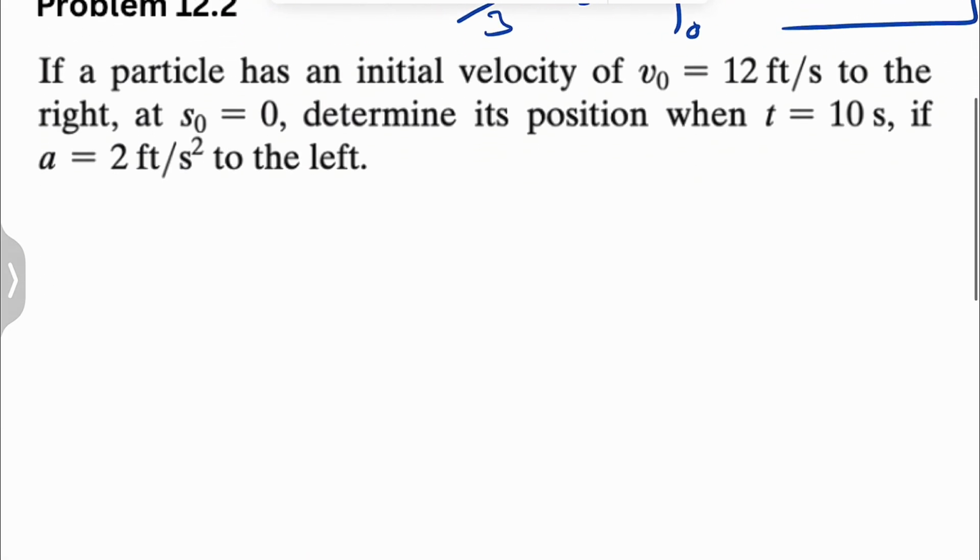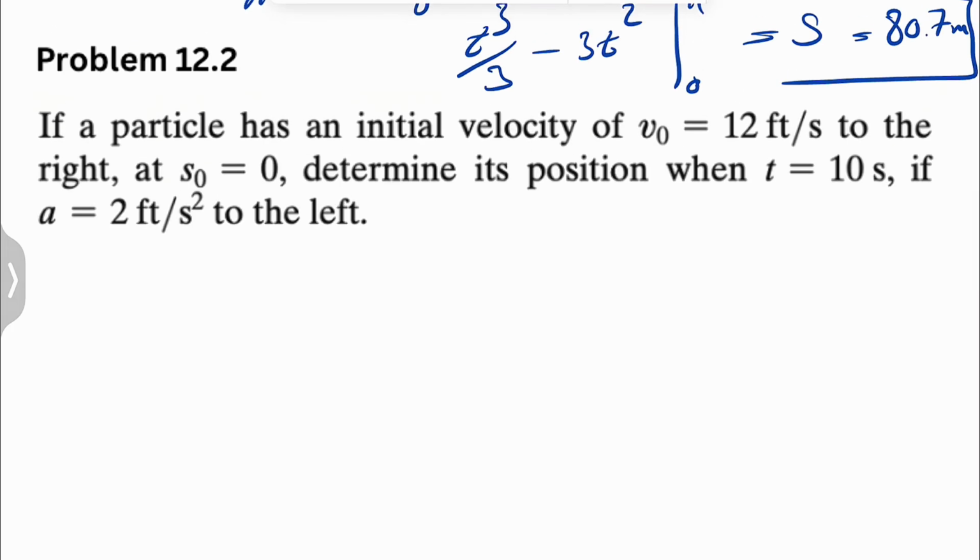Let's move on to the next question, question 12.2. We have a particle that has an initial velocity of 12 feet per second, and we know that the initial distance, or the position at the first place, is 0. We need to determine its position when the time is 10 seconds, if the acceleration is 2 feet per second squared to the left.